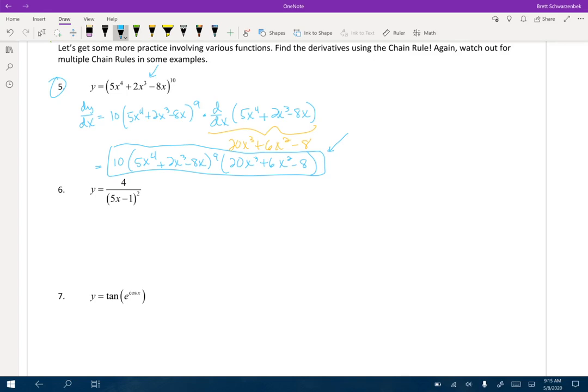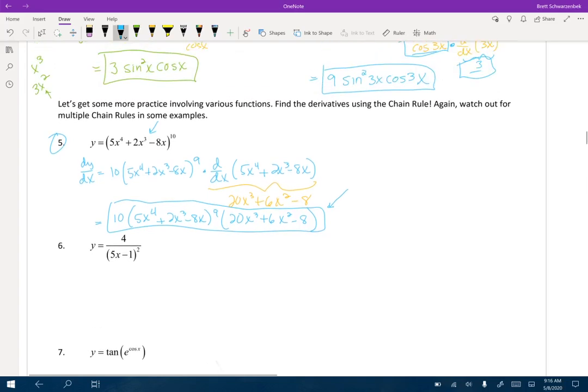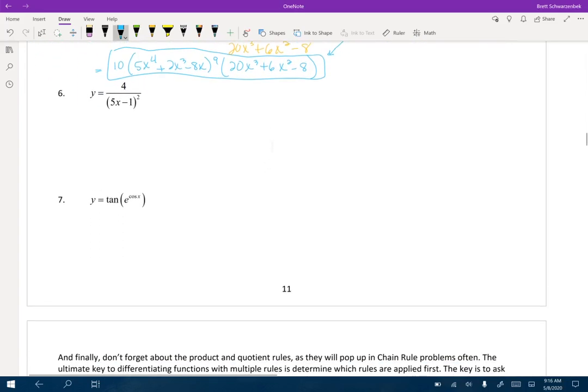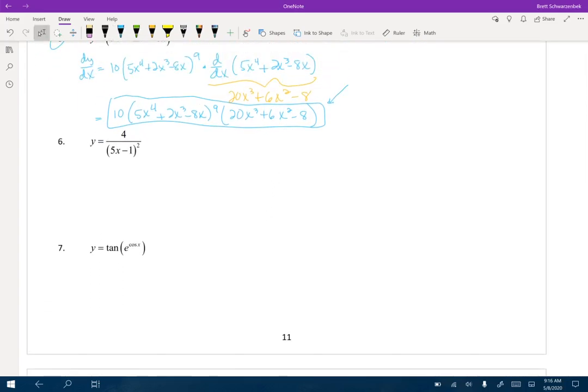Okay, so let's pick up the skill level a little bit here, and I'm going to do that a lot. We're coming up. So 4 over 5x minus 1 squared. All right, so most students, and rightfully so, are going to look at this problem and hopefully go, oh, it's the quotient rule. This is true. We could use the quotient rule in this problem. No issues there at all.